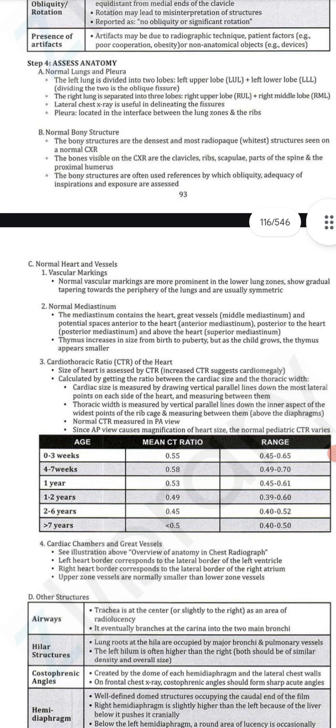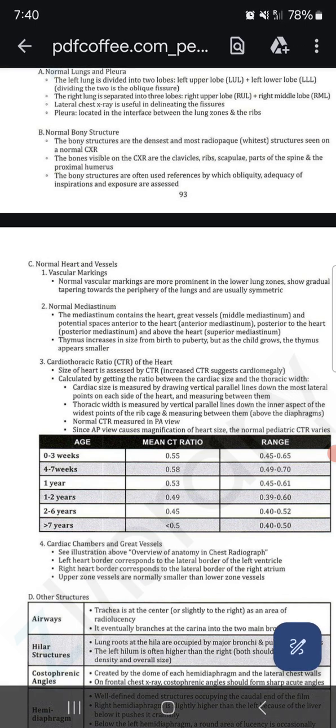Normal heart and vessels. The vascular markings. The normal vascular markings are more prominent in the lower lung zones, show a gradual tapering towards the periphery of the lungs, and are usually symmetric. Normal mediastinum. The mediastinum contains the heart, great vessels, the middle mediastinum, and the potential spaces anterior to the heart, posterior to the heart, and above the heart. The thymus increases in size from birth to puberty, but as a child grows, the thymus appears smaller.